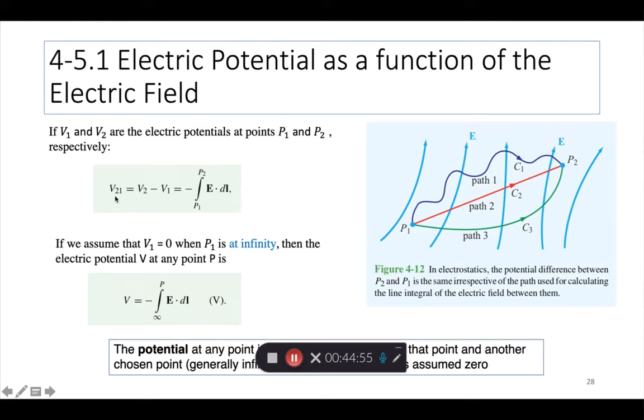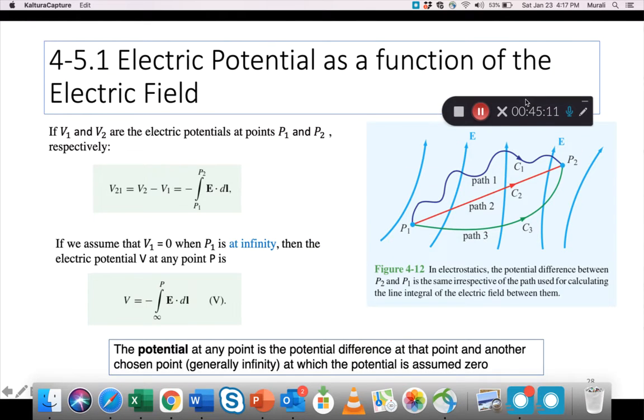So V21, the potential difference between two points 1 and 2, is V2 minus V1, which is the integral of this. Now generally we assume V1 equals 0 because we say point 1 is at infinity and we define the potential at infinity to be 0. Then this integral just becomes this integral. Okay? So the potential at any point is the potential difference between that point and another chosen point, which is generally infinity, where we assume the potential is 0.